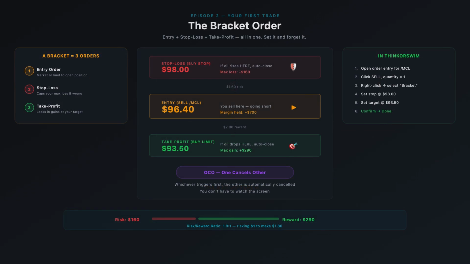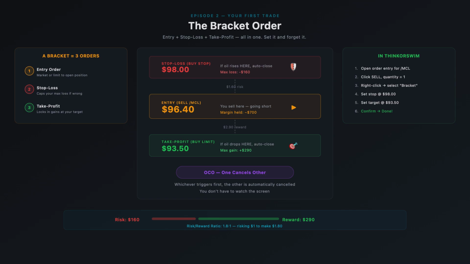Now let's put it all together with a bracket order. This is the set it and forget it approach we talked about in episode 1. A bracket order is actually 3 orders bundled into one. Your entry order, your stop loss, and your take profit. When you place a bracket, all 3 go in at once. Here's how it works visually.